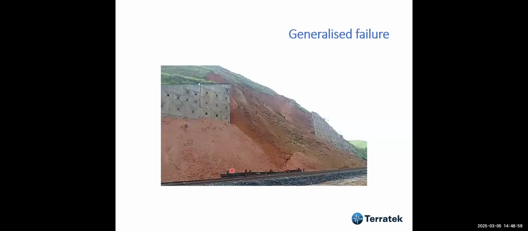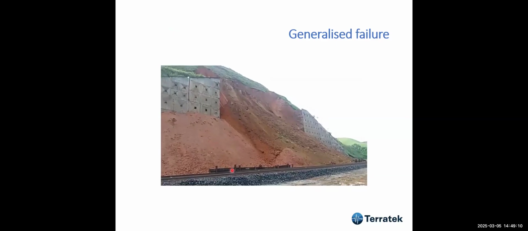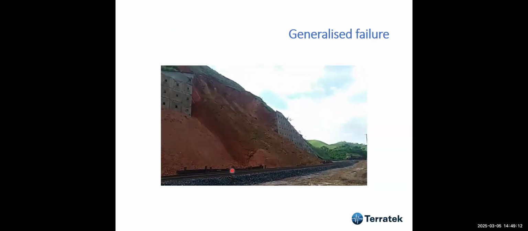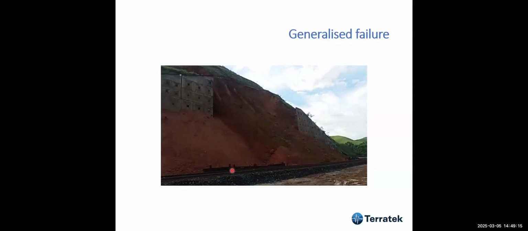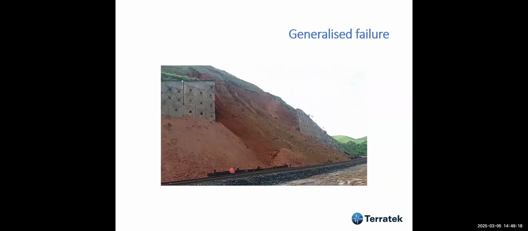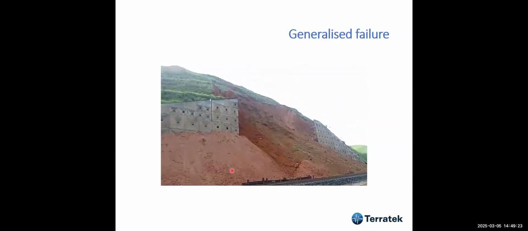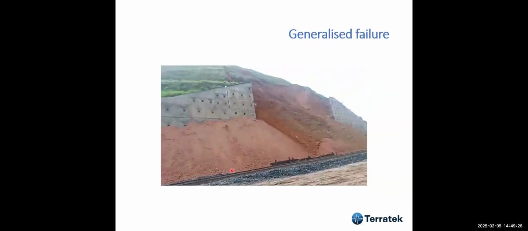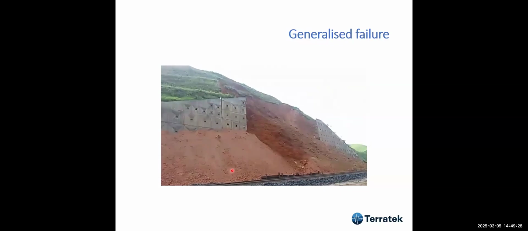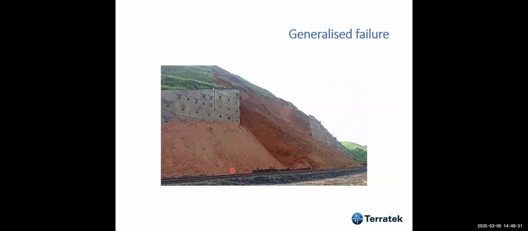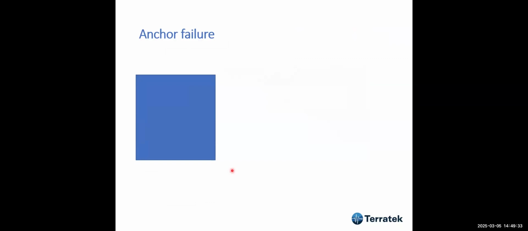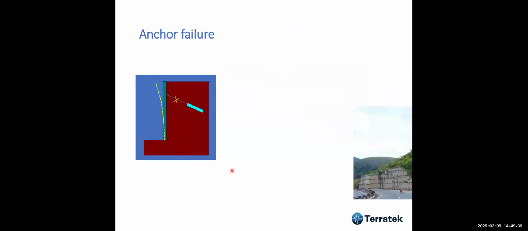This is a case of generalized failure of a slope, a railway in Brazil, and this took place, a major failure. And as a matter of fact, there is a video showing what happened, okay? The probable cause of this was corrosion in the anchors, okay? I have seen many cases like that. Anchor failure, I've seen lots.